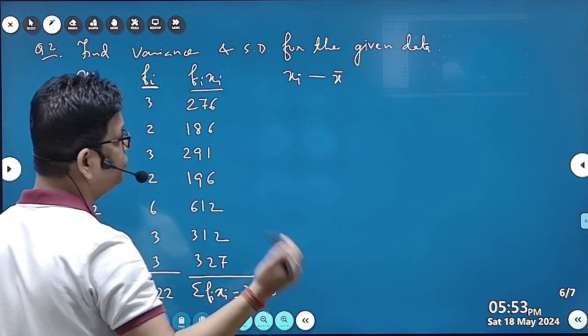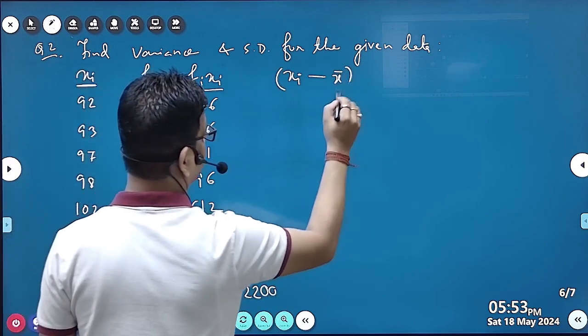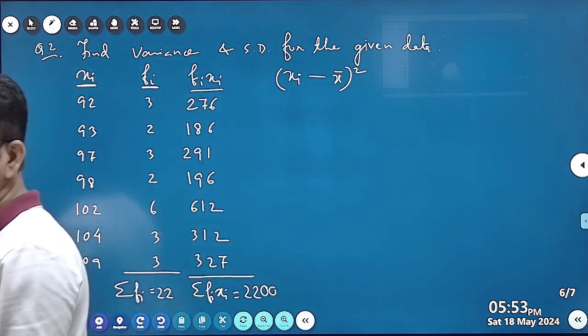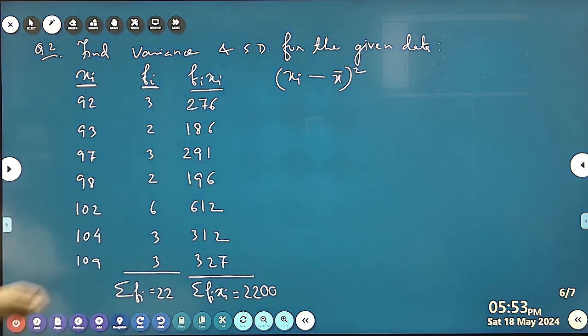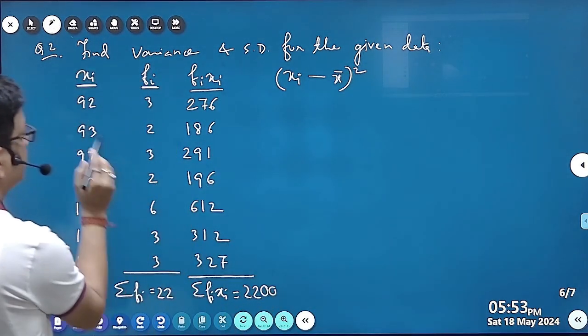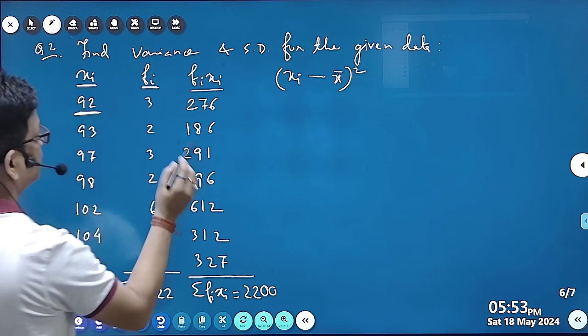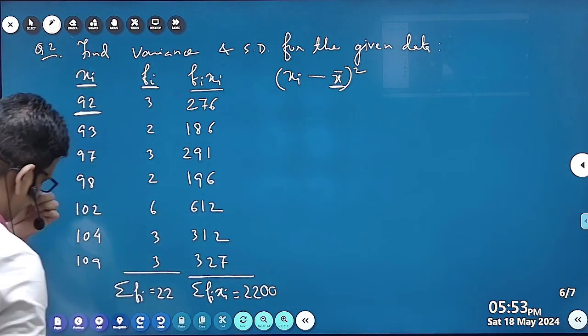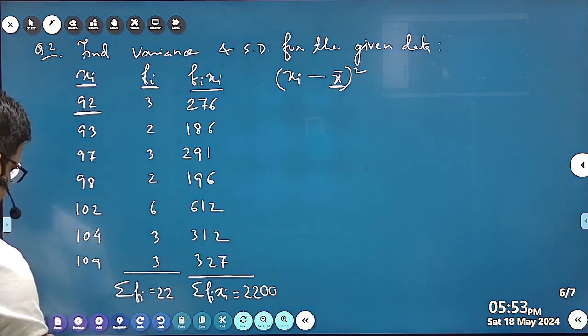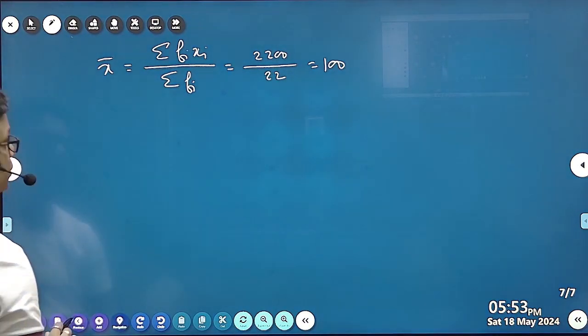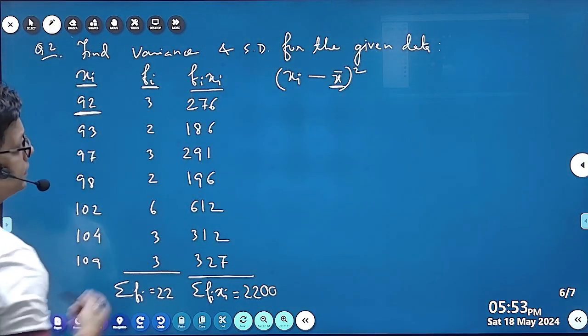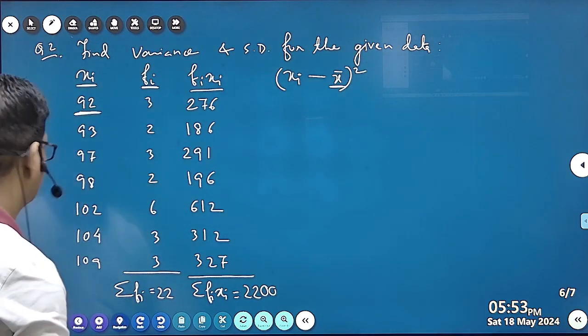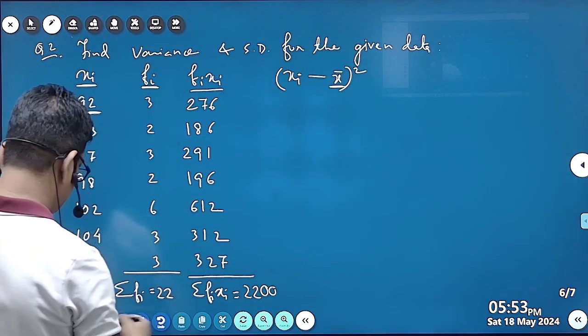But let us do it together. Then square. Yes or no? So we are doing it together. Now x bar you just got is 100. So for example, take 92. x bar is how much? 100. Yes or no? So 92 minus 100 will be minus 8. Minus 8 squared directly is 64.